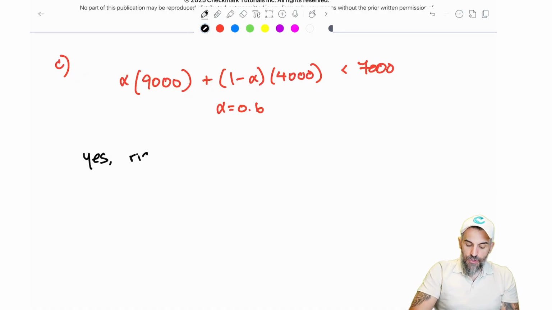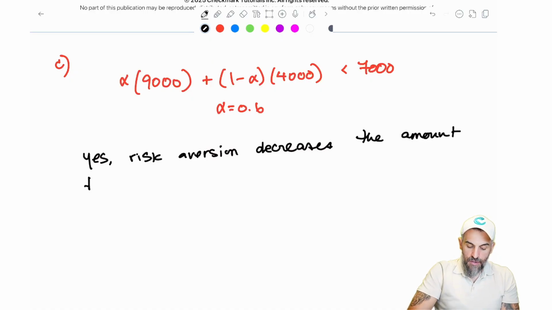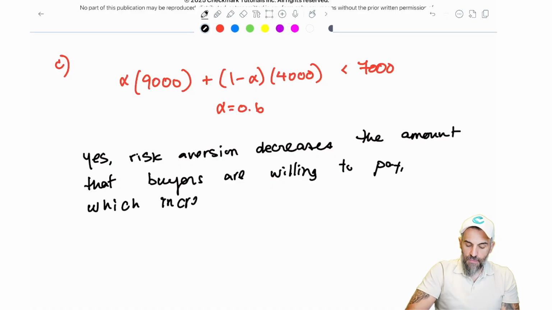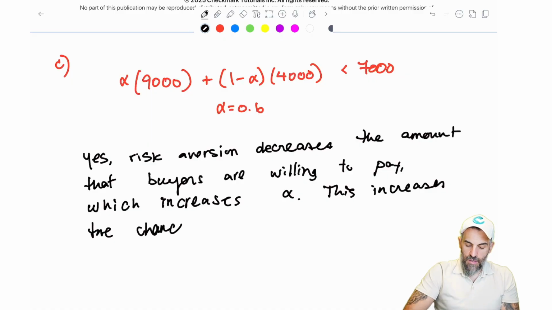Yes. Risk aversion decreases the amount that buyers are willing to pay, which increases the alpha in this case. This increases the chance of a lemons problem.